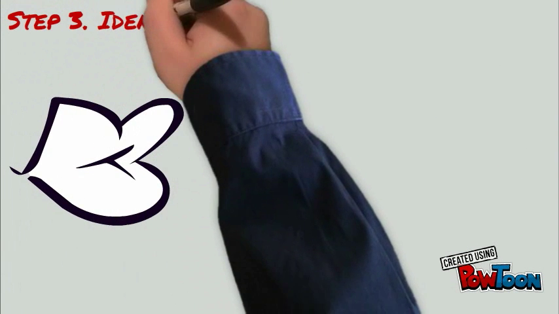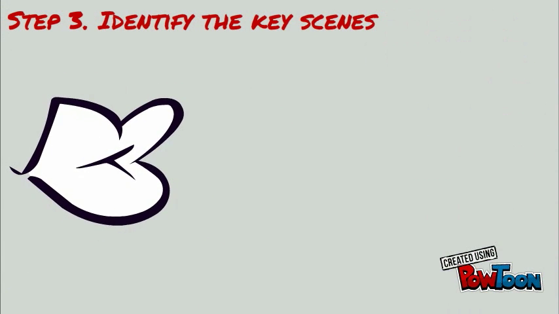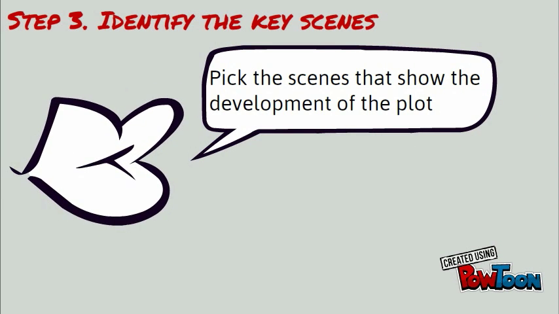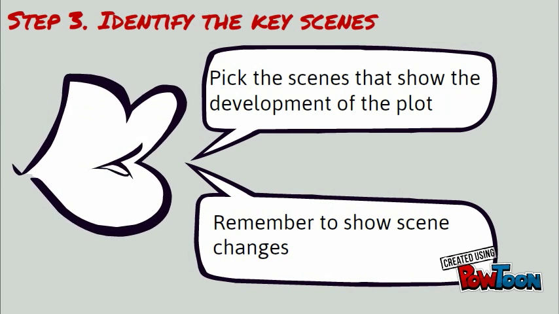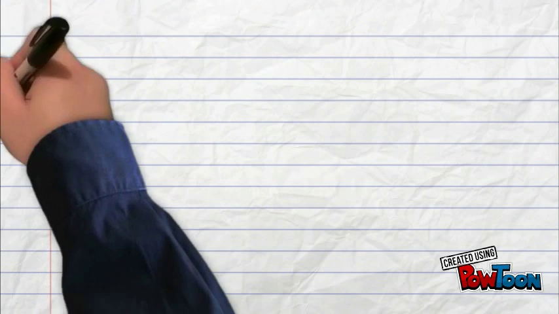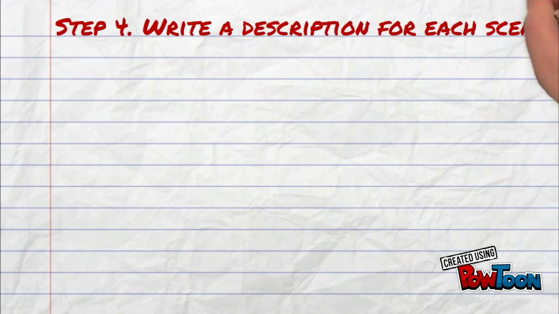Step 3, identify the key scenes. Here you need to pick the scenes that show the development of the story or plot, so that the viewer understands the storyline or the gist of the story. It's important to remember to show changes in scenes, so that is if your story is moving from one place to another. Step 4 and the final step is write a description for each scene.